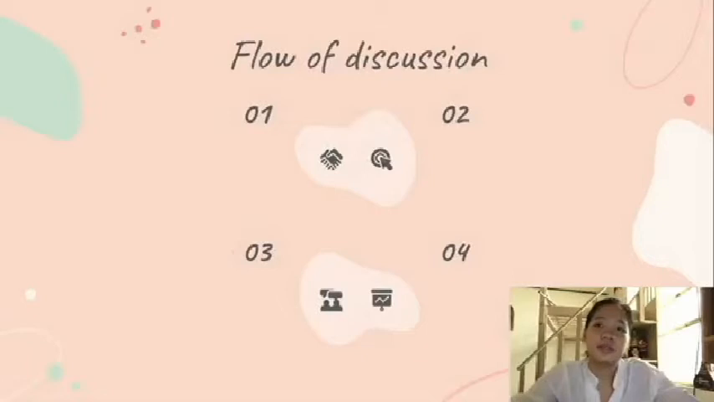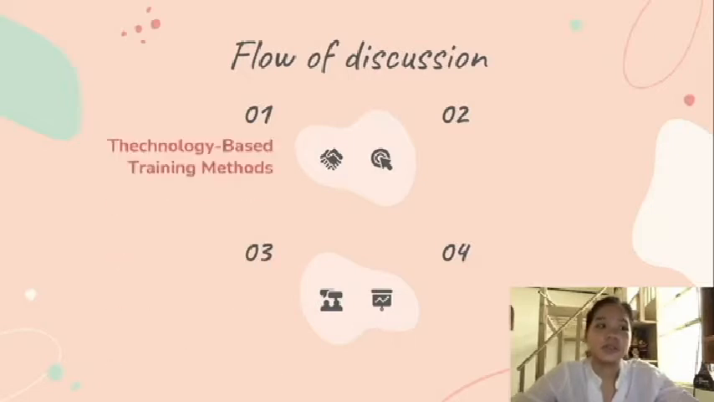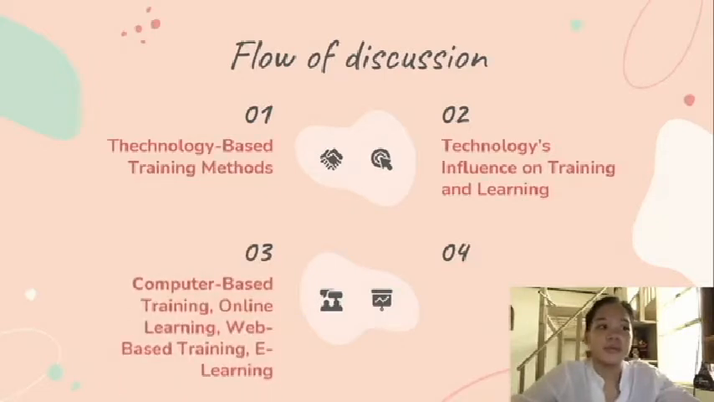So first, I would like to discuss the flow of discussion. The first topic we'll be talking about is technology-based training methods. The second one is technology's influence on training and learning. The third one is computer-based training, online learning, web-based training, and e-learning. And the fourth one is developing effective online learning.